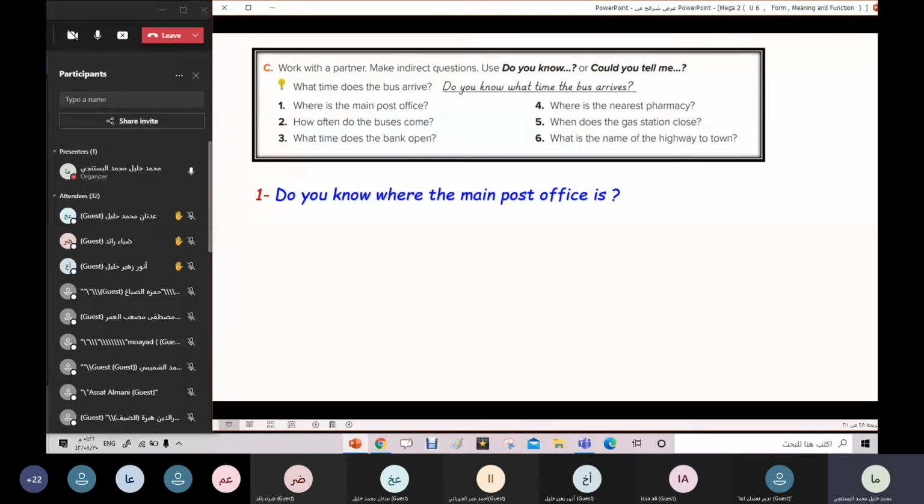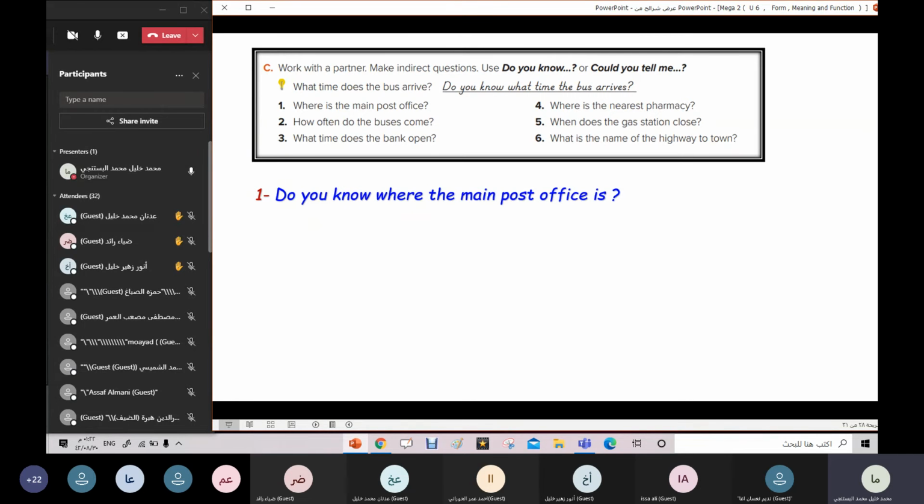Now here we have sentences we can use for direct questions. Look at the example. Do we need to write them? No. Just do it orally. Where's the main post office? Do you know where the main post office is?